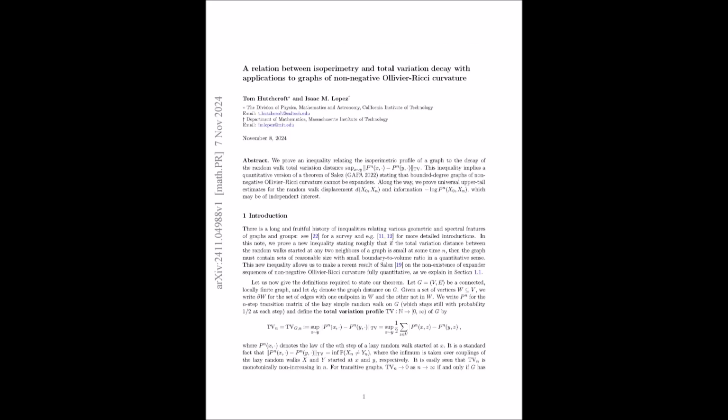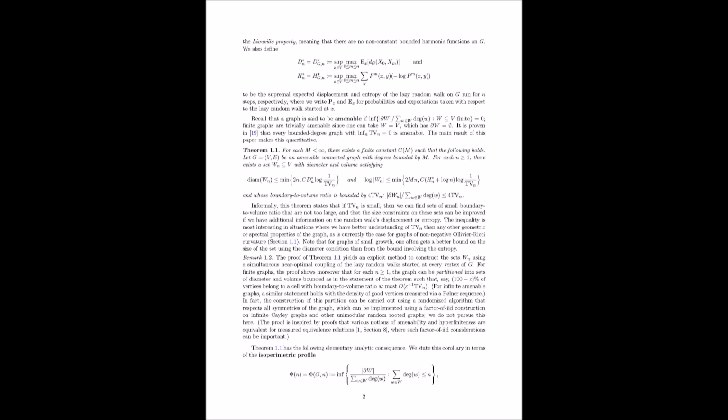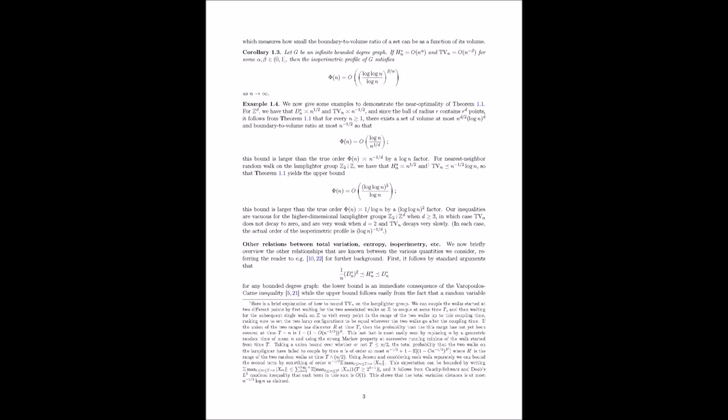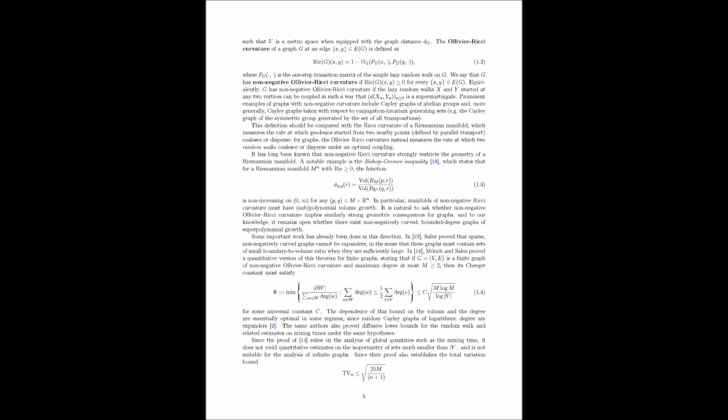All right, let's dig into Theorem 1.1. This seems to be the heart of the paper. It is. Can you explain what it states? Essentially, Theorem 1.1 provides a way to construct sets of vertices with small boundary to volume ratios based on the total variation decay of the random walk. The smaller the ratio, the more compact the set. So if the random walk spreads out slowly, indicating slow total variation decay, this theorem guarantees the existence of these compact sets of vertices. Exactly. It gives us a concrete way to link the behavior of the random walk to the geometric structure of the graph.